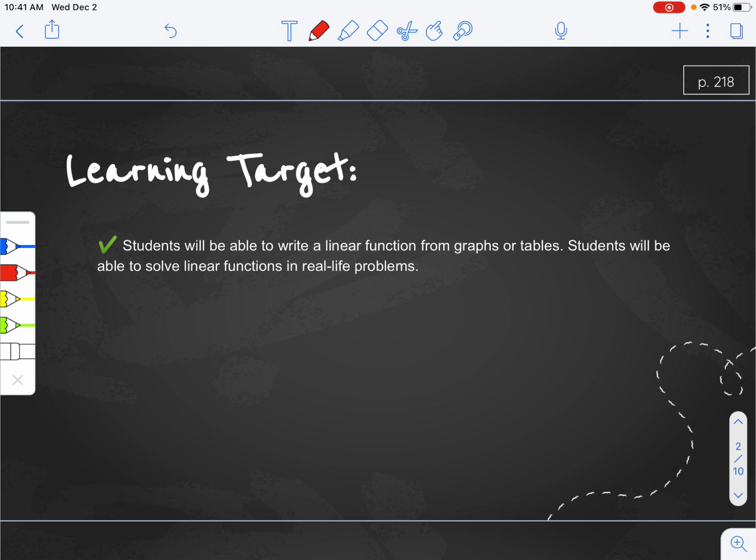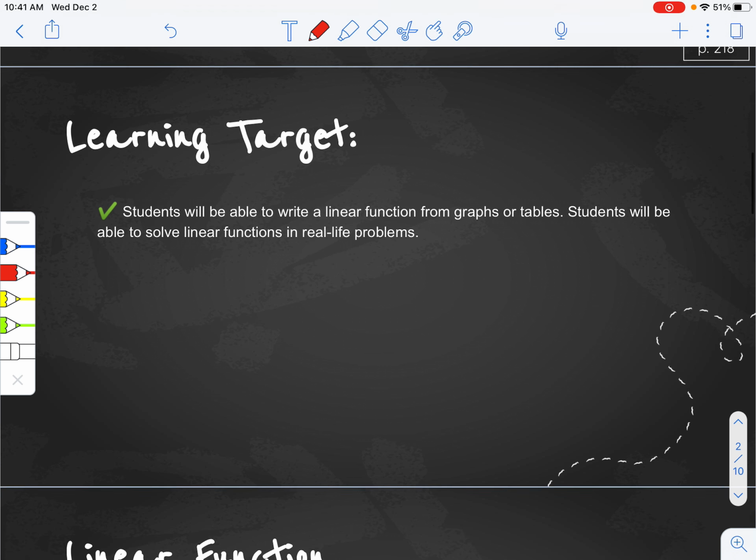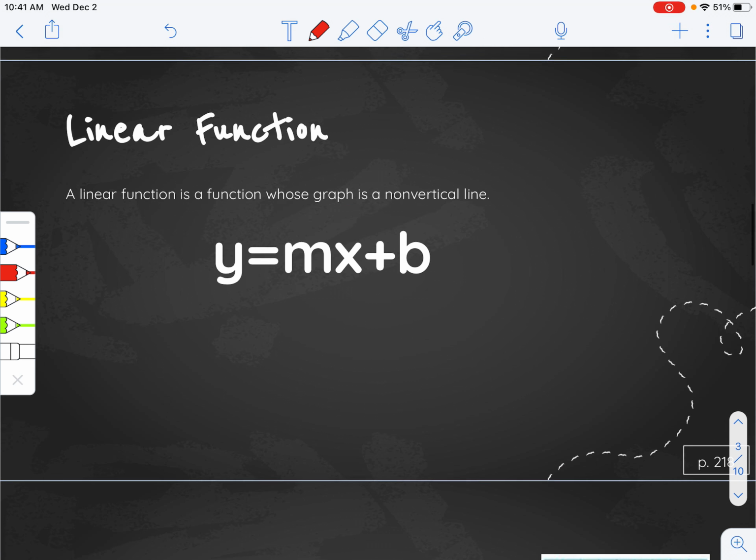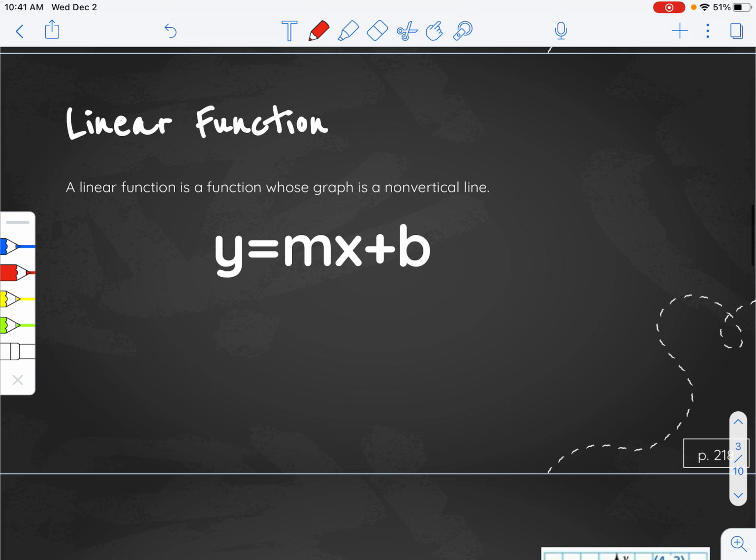Our learning target for today: students will be able to write a linear function from graphs or tables. Students will be able to solve linear functions in real-life problems. So we'll look a lot at some graphs and tables in this lesson today. The application of solving linear functions in real-life problems will come from your homework. You'll have a real-life problem there.